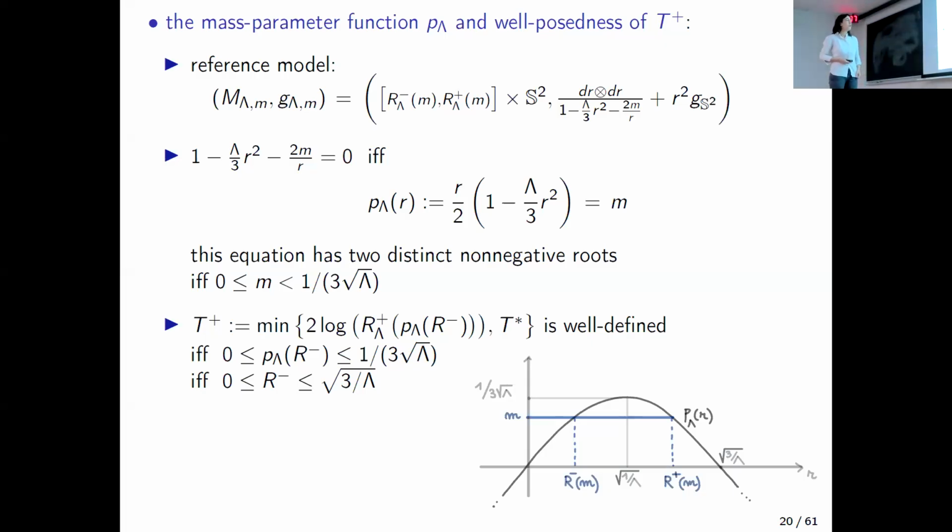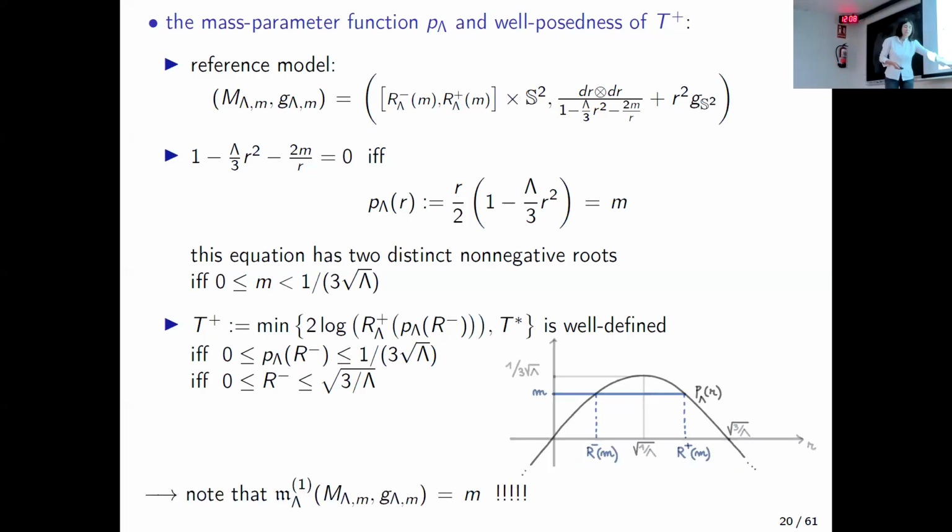Okay, so for this T plus to be well defined, we have to observe something about this graph, but I'm not going to say this now. Let me just say very briefly that clearly this mass does the first important thing: on the model, Schwarzschild de Sitter space, it gives you exactly what you want, so it computes exactly the parameter M. The one harmonic mass on the Schwarzschild de Sitter, lambda M Schwarzschild de Sitter, gives you M.